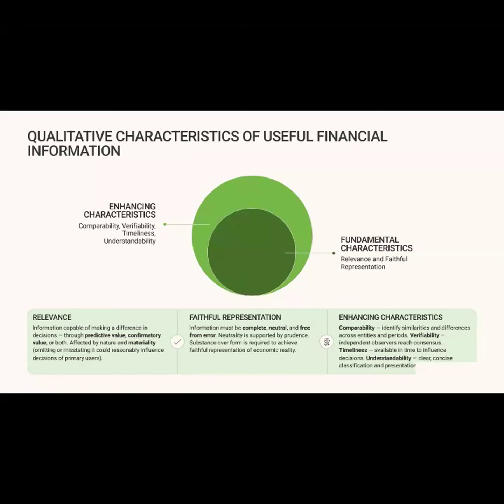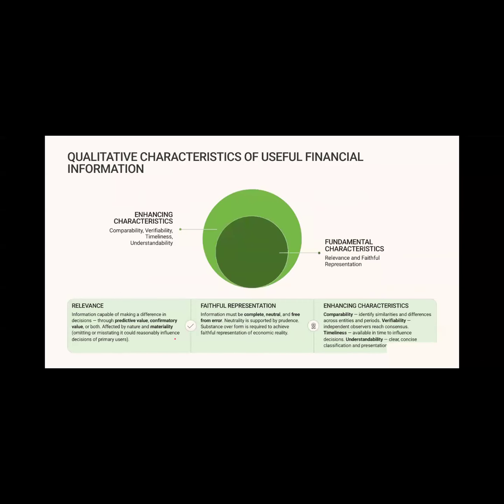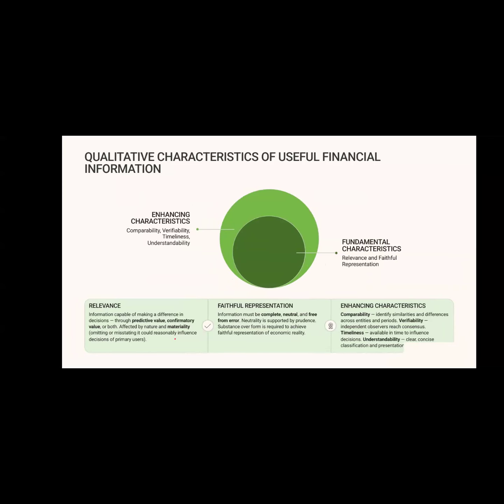So if particular information should be relevant, there should be three characteristics. What are those characteristics? Any idea? If the particular information is relevant, you should know there should be three characteristics. What are the three characteristics, students? The predictive value, confirmatory value, and materiality. Okay.